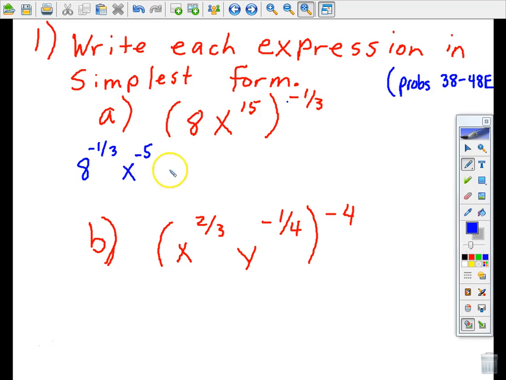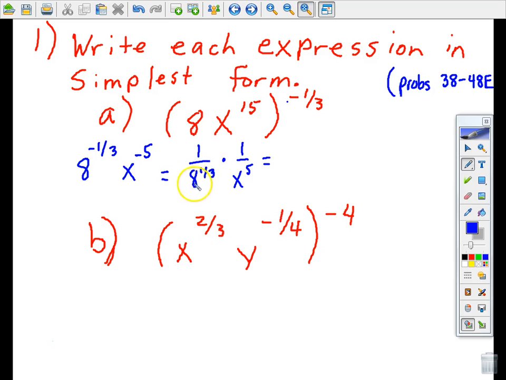Okay, now we're back to changing negative exponents into positives. So let's see, I'm going to go back to Caitlin. 8 to the negative 1/3 as a positive exponent would be what? Nice. And I'll stay with you. X to the negative 5 will be, nice. Okay.